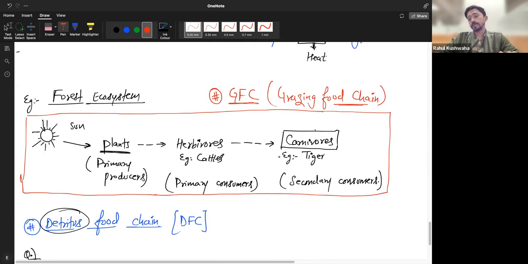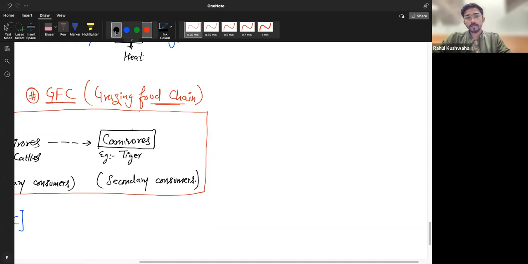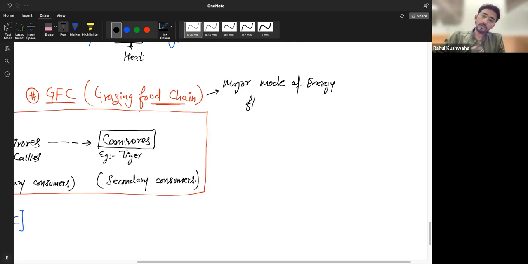If I include saprophytes, decomposers, detritivores, they can return the nutrients and close the loop. In some ecosystems, there are no saprophytes. Can you tell me such ecosystems where only GFC is followed? Okay, I'll give you an example. Write down: in aquatic ecosystem, GFC is the major mode of energy flow.